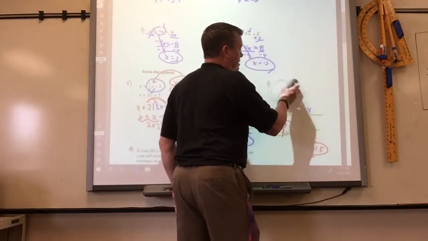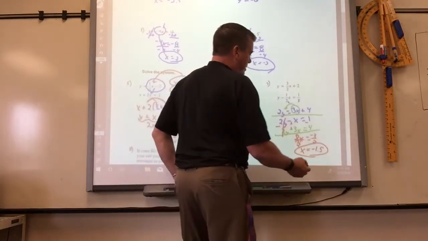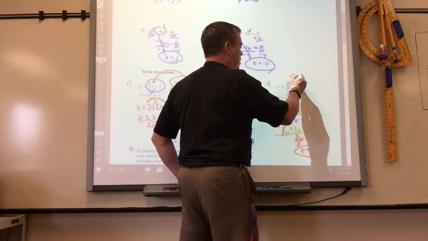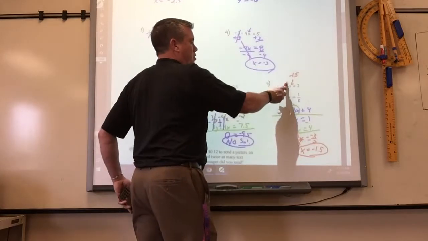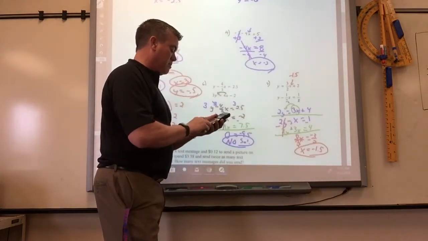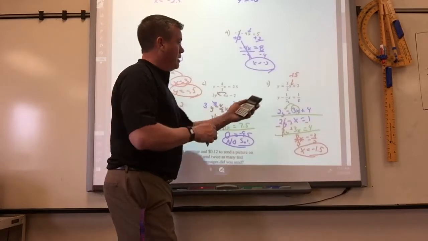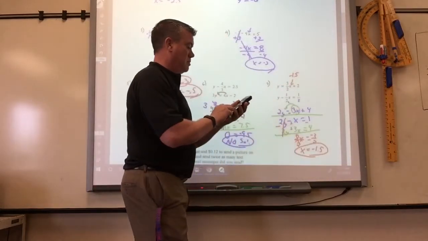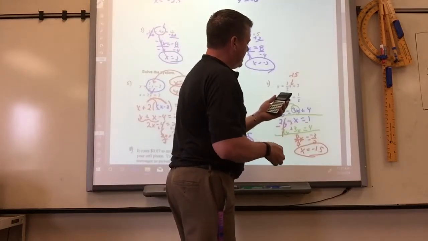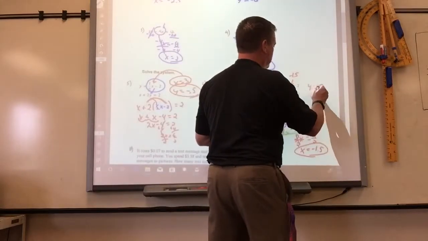Then you got to plug it in to one of the equations. It doesn't matter, this is the easiest one. Put negative 1.5 in there. So remember, this is just 3 divided by 2 times negative 1.5 plus 2. And I get negative 0.25.